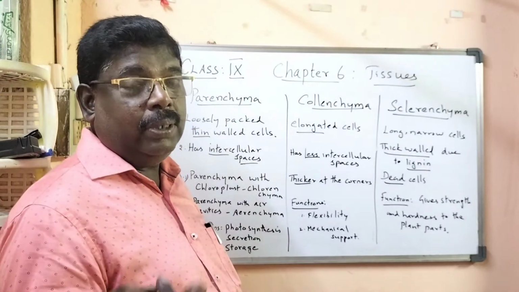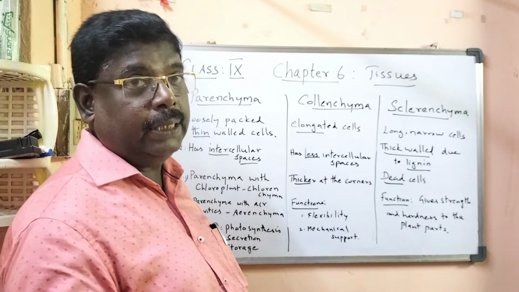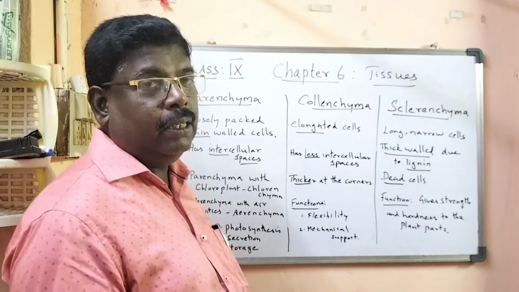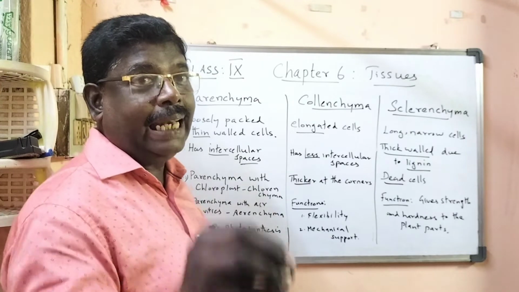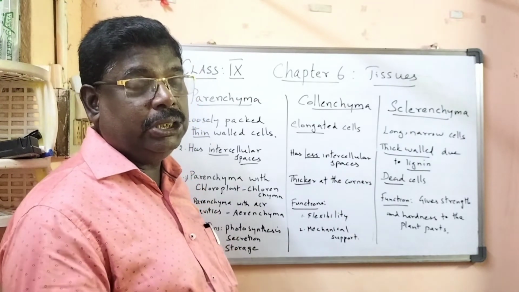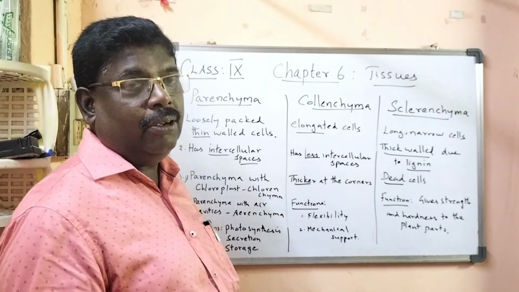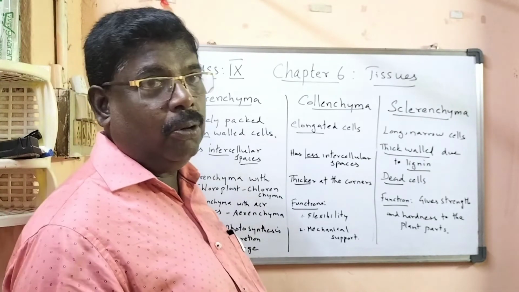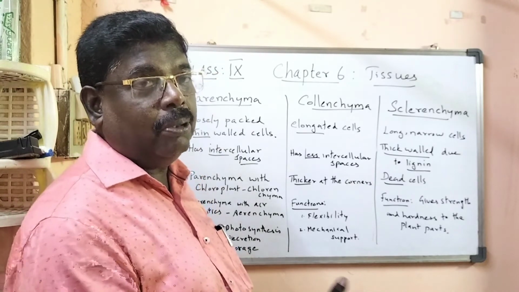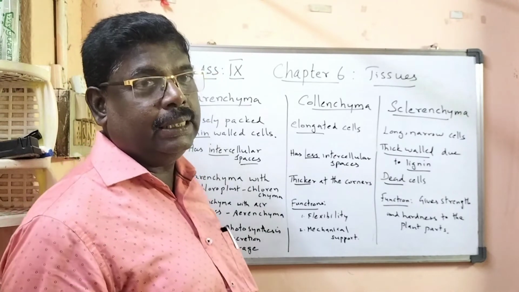In parenchyma, two types are there. Parenchyma with chloroplast are called chlorenchyma. They help in photosynthesis. And parenchyma with large air cavities. Air cavities means space inside. They help in exchange of gases. Okay, we all know that plants take in CO2 and leave out oxygen. That kind of exchange of gases by diffusion is possible in these parenchyma cells.